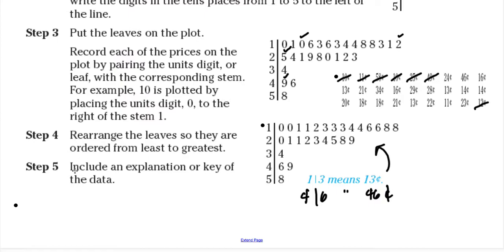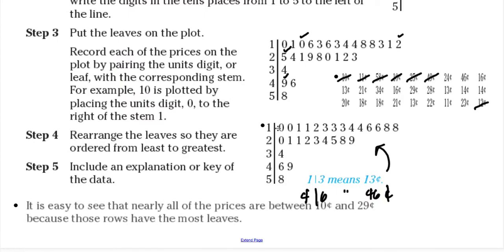Okay, and finally, it is easy to see that nearly all of the prices are between 10 and 29 cents because those rows have the most leaves. Okay, so if you look at this set of data and you organize them, you notice that most of the prices will fall between 10 cents and 29 cents. Okay.